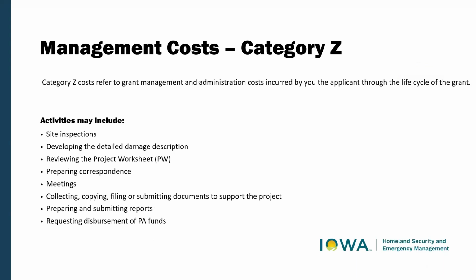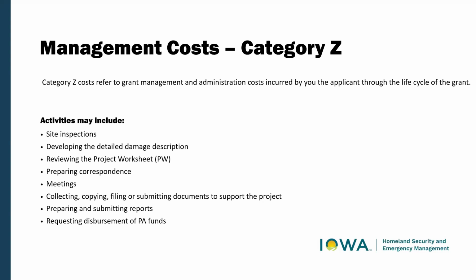Now, FEMA also has a Cat Z management cost category. This category refers to your grant management and administration costs incurred as you work through the life cycle of this grant. So attending the applicant briefing, going to site inspections, gathering damage detail descriptions, gathering documentation for your grant, even post-obligation, submitting any reports, going to meetings, either with us or with FEMA, all of that is eligible for reimbursement. This is capped at 5% of your overall grant. So all your projects together, that 5% is what's capped.